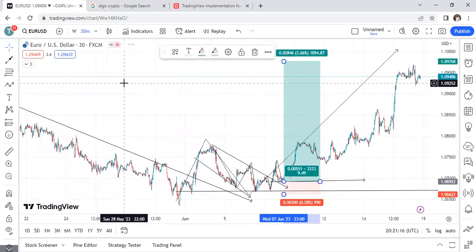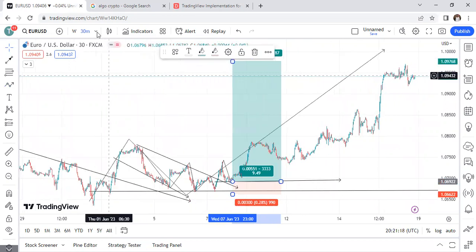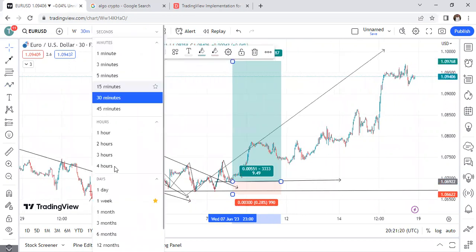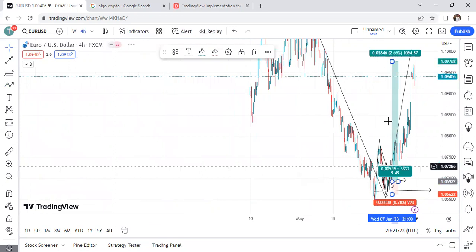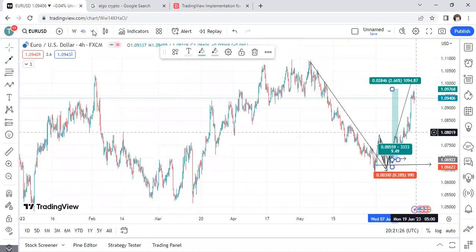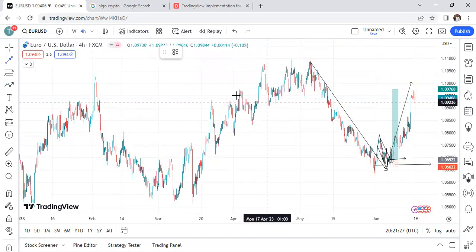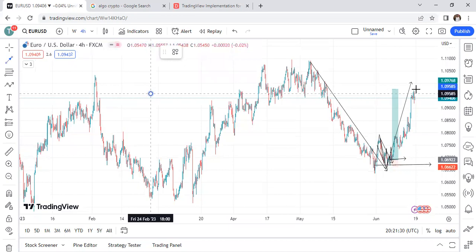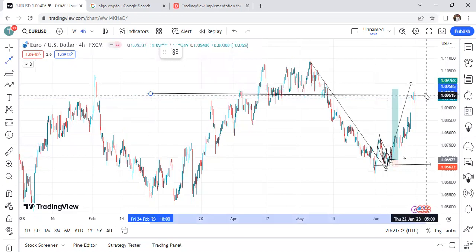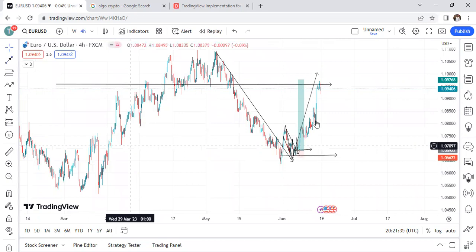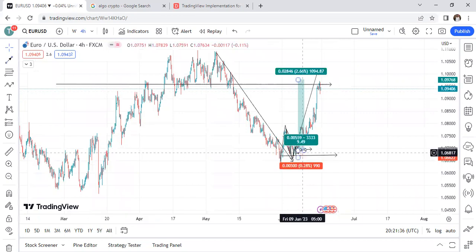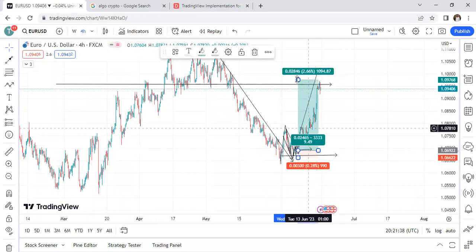So I've established my entry point here. I can now go on my higher time frame to look for my TP. So maybe I want to take my TP off the next system level. So here. So then the job is done. If you see how I made the whole thing together.